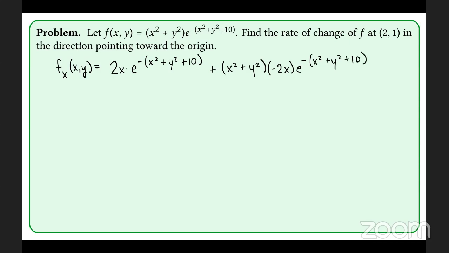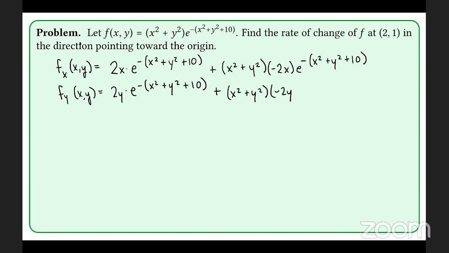Okay? And the partial with respect to y, well, what's nice is that this thing is symmetric with respect to x and y. So the derivative is going to be the same thing if we just swap x and y. So we don't have to think too much about this one. This is 2y, and then times e to the negative x squared plus y squared plus 10, plus, and then x squared plus y squared, negative 2y, and then e to that whole thing.